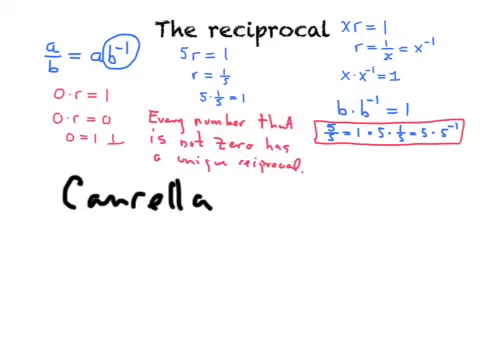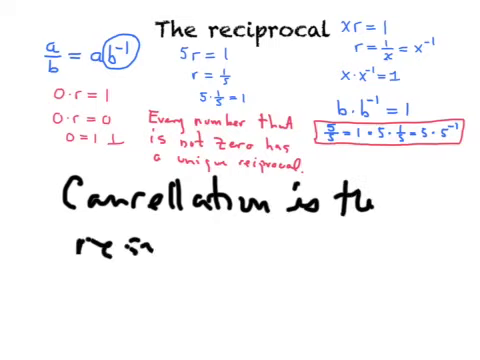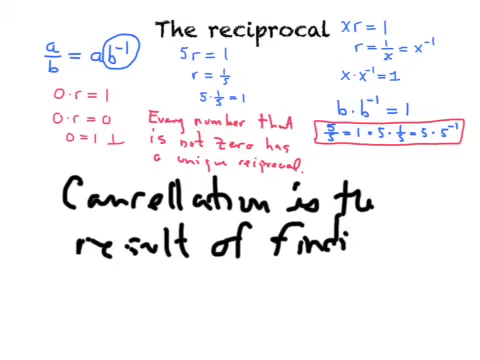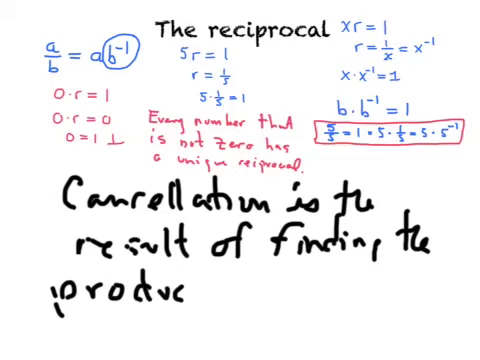Cancellation is the result of finding the product of reciprocals.